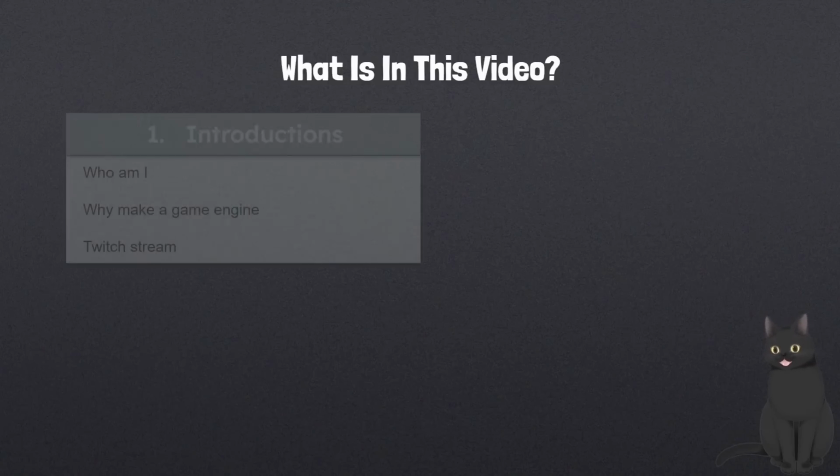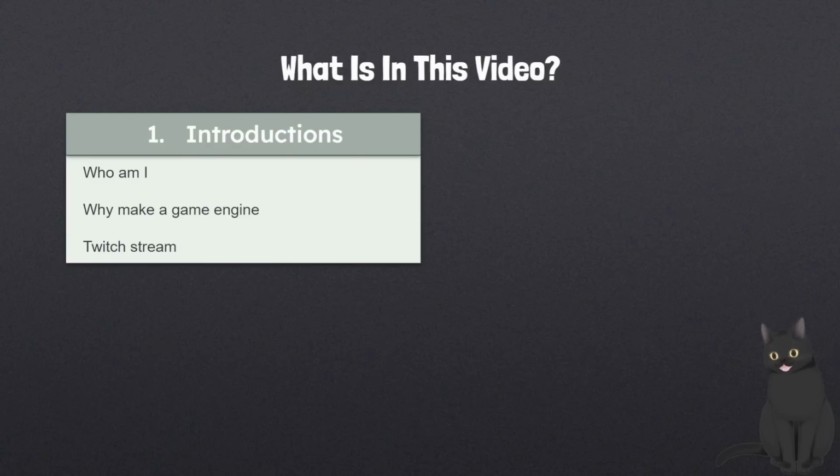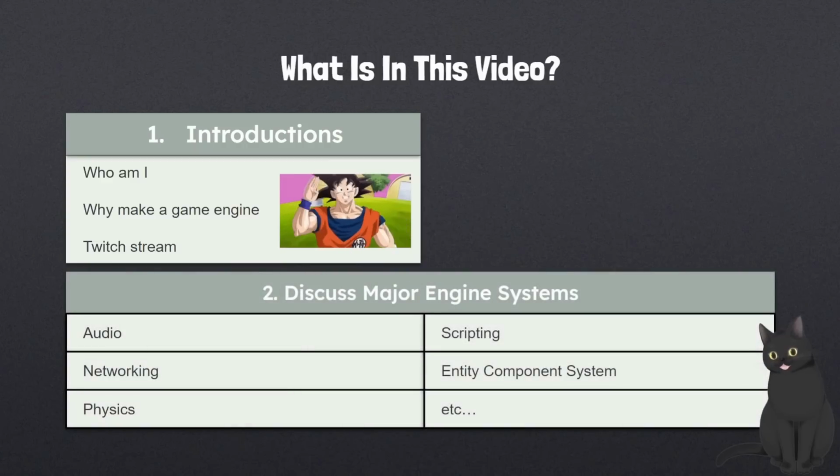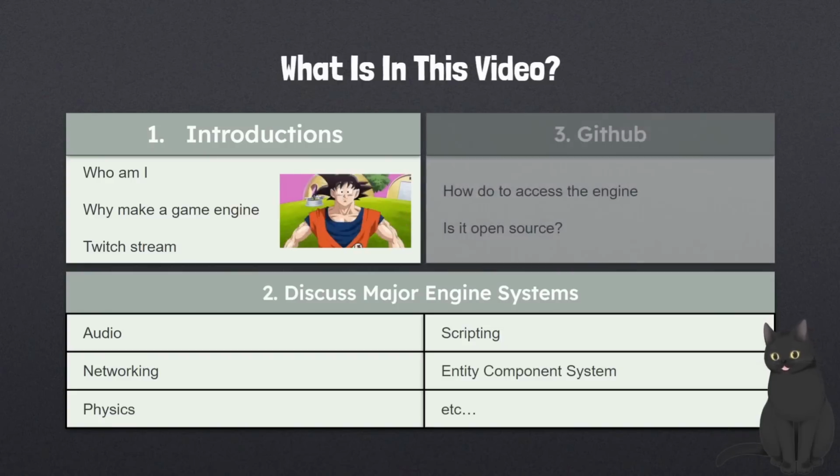So what's in this video? We're going to start off with introductions: introducing myself, why I'm making the game engine in general, and then also talking about the Twitch stream that accompanies the game engine nowadays. The next section, I'm going to discuss major engine systems: audio, networking, physics, scripting, ECS, particles you saw. I have a little AI system as well, et cetera. So we'll get into that.